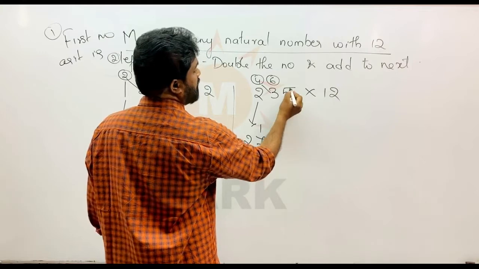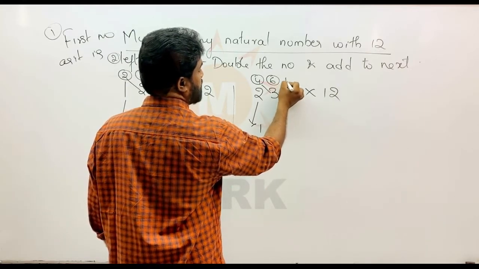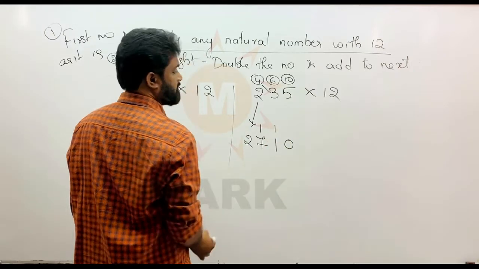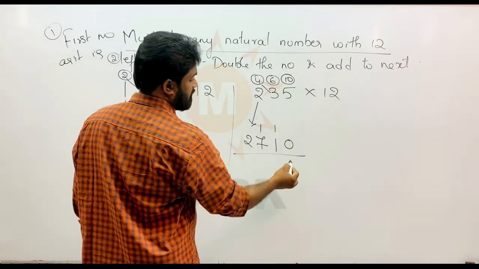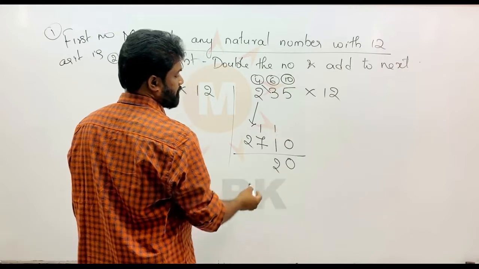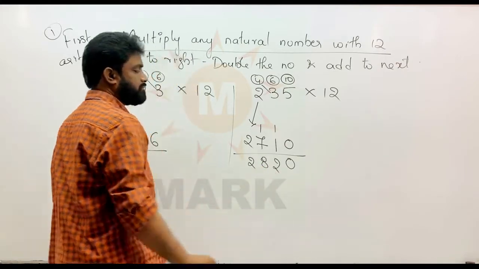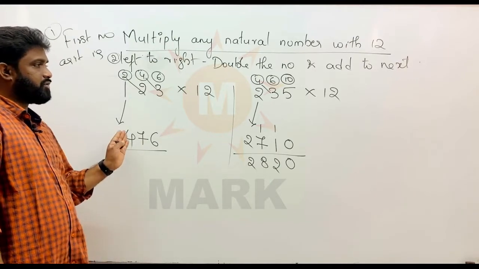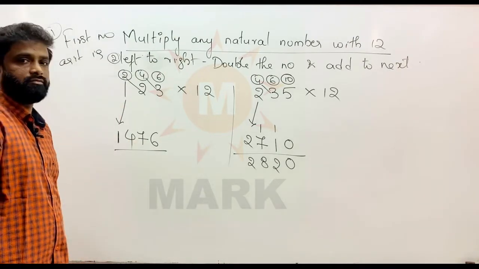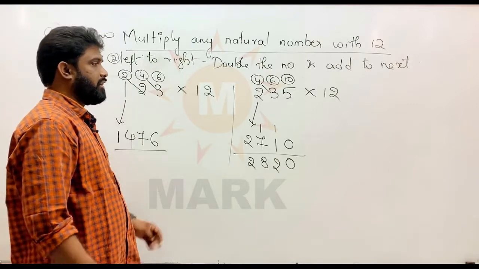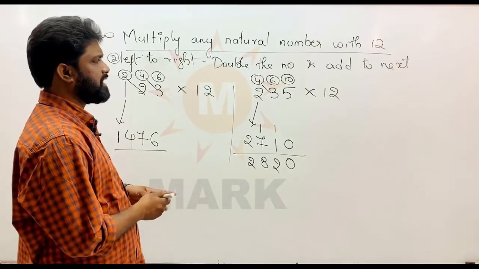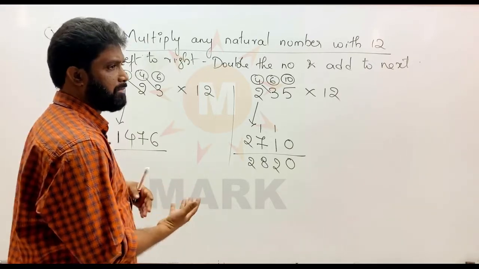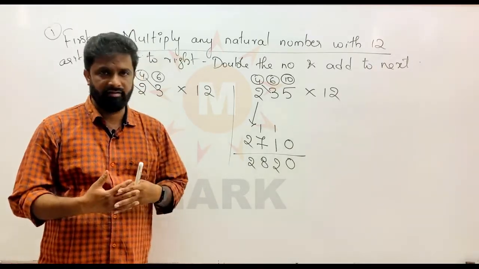Now double the number. Now take this number, double the number. What is that? 10. Nothing is to add there. 10 is coming. How is it written? Like this, 10. So what is your answer? 2820. So with carry forwards I have shown, without carry forwards also we have shown. Okay, this is the way we have to multiply. Let us take some more examples with carry forward and without carry forward also for the same multiplication with 12. Then you will understand in a better way, right?